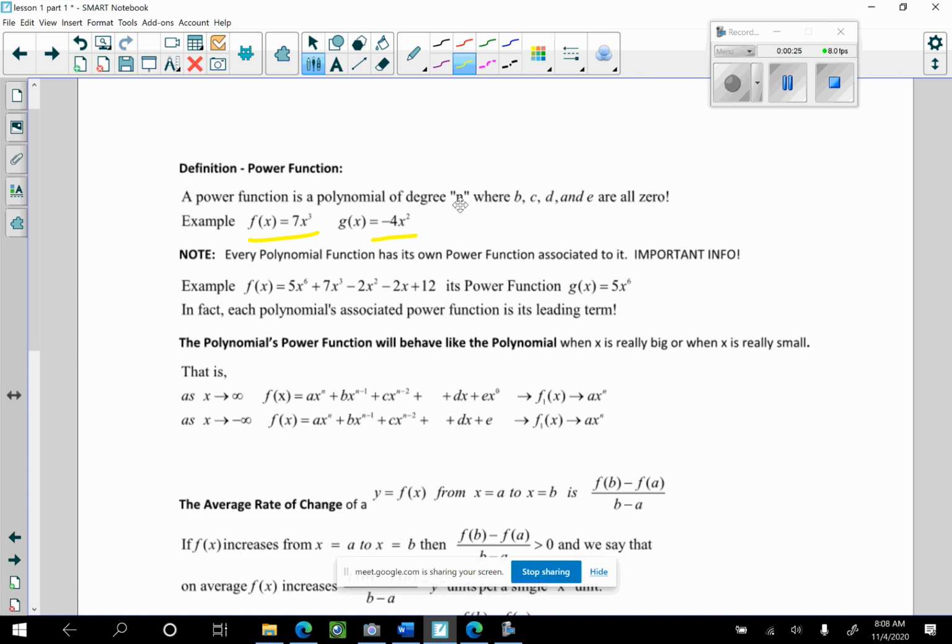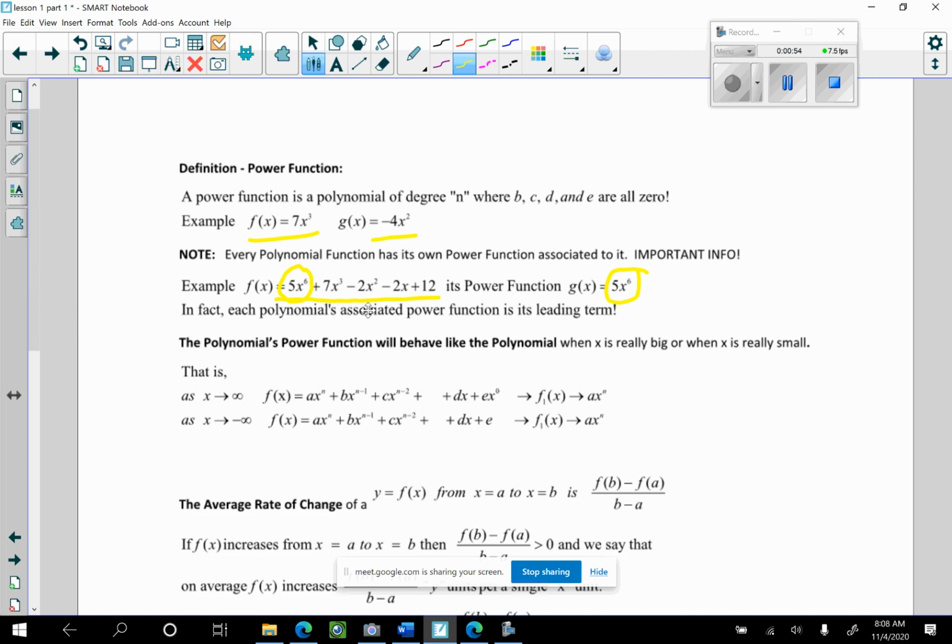Here's the deal. Every polynomial function has its own power function associated to it. This is important information. So example number 1, if I have this 6th degree polynomial, 5x to the 6th, and so on, I don't need to read that out. Its power function that is related to that is just the first term. This is the power function for this function.